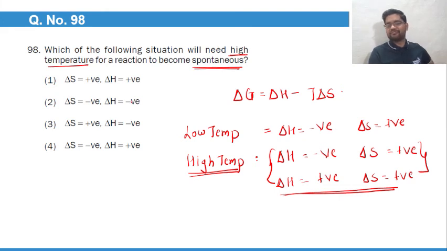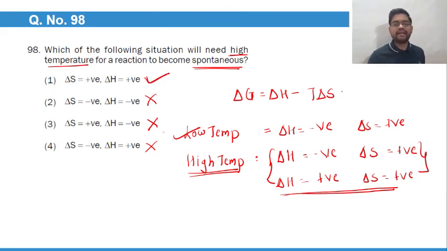If both are negative, it won't work at high temperature, because if delta S is negative, at high temperature it will get converted to positive. Not the right answer. If delta S is positive and delta H is negative, it favors low temperature. Negative delta H and negative delta S means this entire equation will become positive. If you increase the temperature, delta G will become positive. So the only option that fits the equation is this, 98.